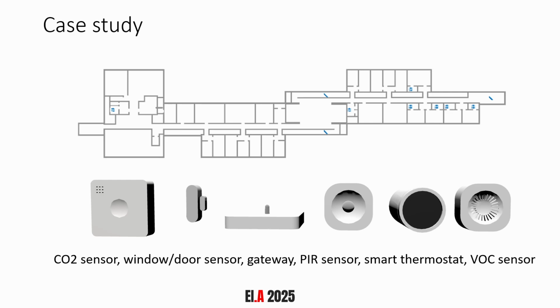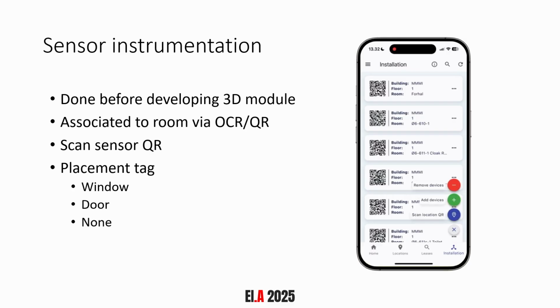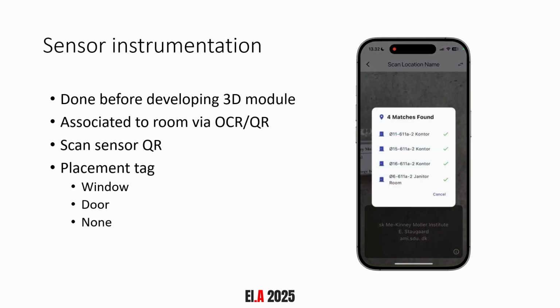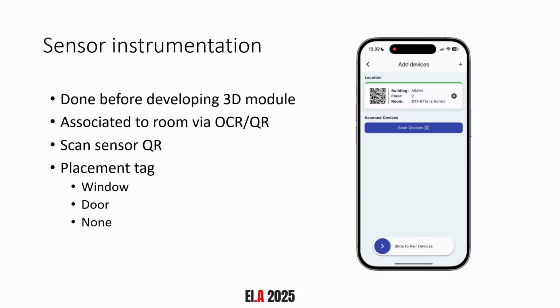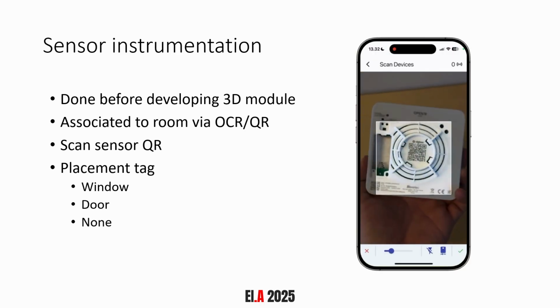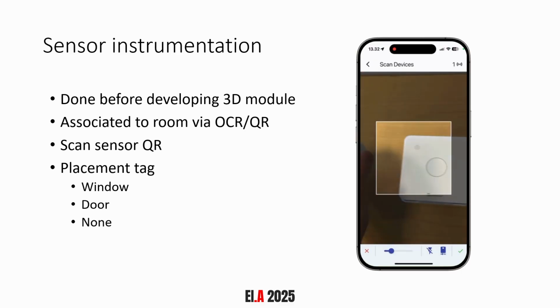Here is the floor plan. We see that there's a very regular and consistent office rooms. They're very, very similar, so it's a pretty easy building to conduct a case study in. And just for fun, we did the 3D models. We also instrumented the sensors via an app where we scanned QR codes on the back of the sensors in order to associate them to that specific floor.